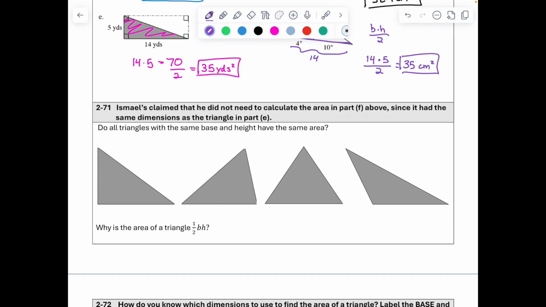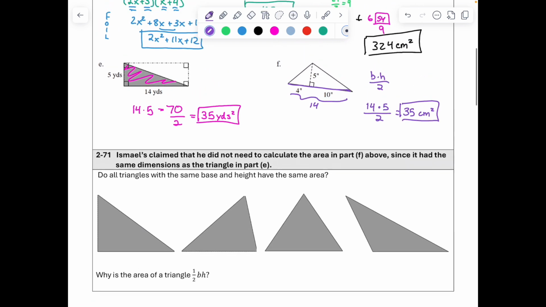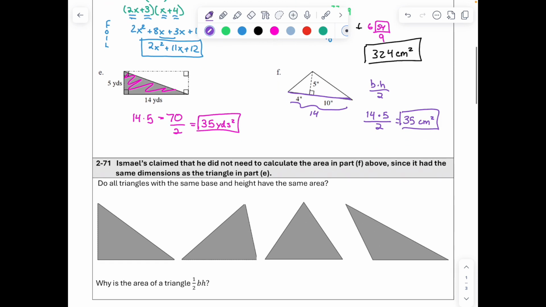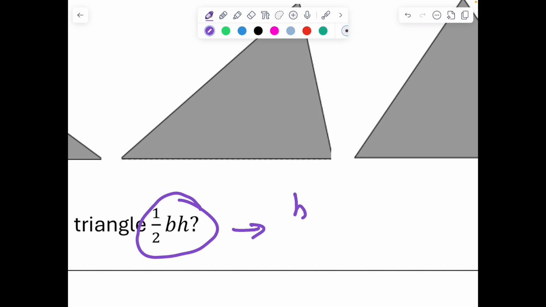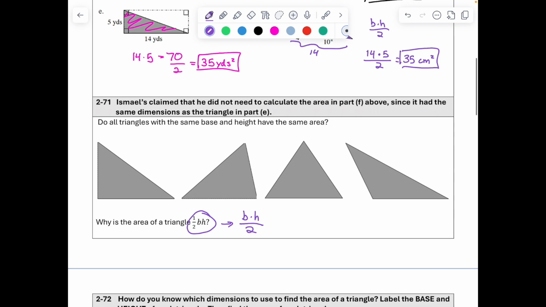All right. Ismail claimed that he did not need to calculate the area in F since it had the same dimensions. And I guess we already talked about this here. Okay, same dimensions because of the formula we discovered. This is labeled as 1/2 base times height. I just want to make that clear that that is the same thing as base times height divided by 2. You might see them written both ways. Okay, so if all these triangles have the same base and the same height, yes, they will have the same area because the formula is base times height divided by 2. If the height is the same, if the base is the same, you're going to get the same thing every time.